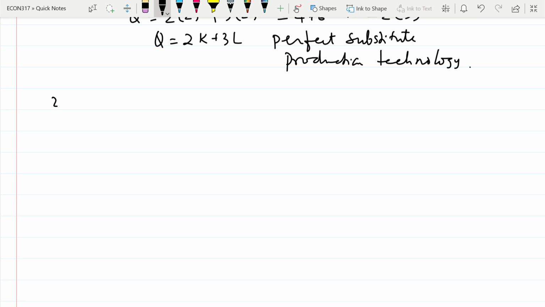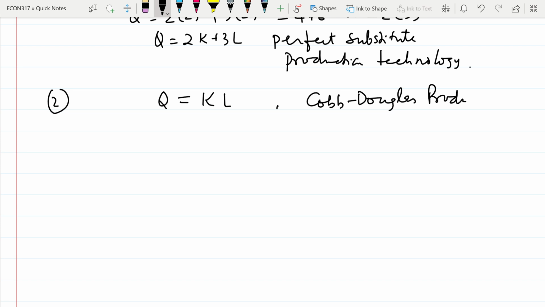Now I will go to example 2, which is increasing returns to scale. So now let's take Q to be K times L. So this is a Cobb-Douglas production technology with coefficient K to the power 1, L to the power 1. And let's start with the same capital labor combination. K and L equal to 1 gives me Q equal to 1 times 1, which turns out to be 1.